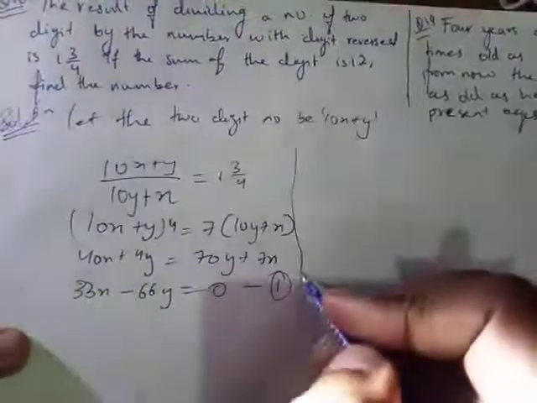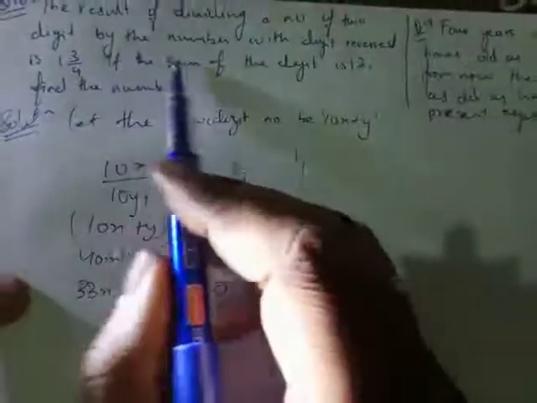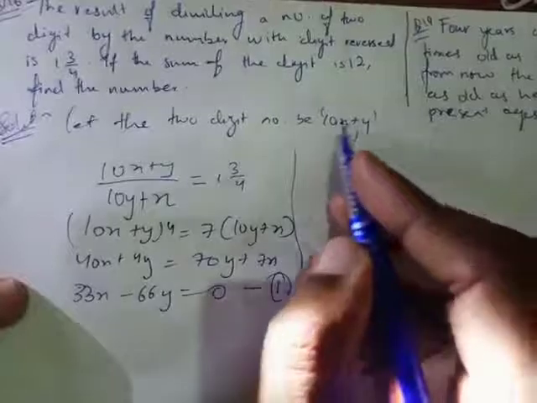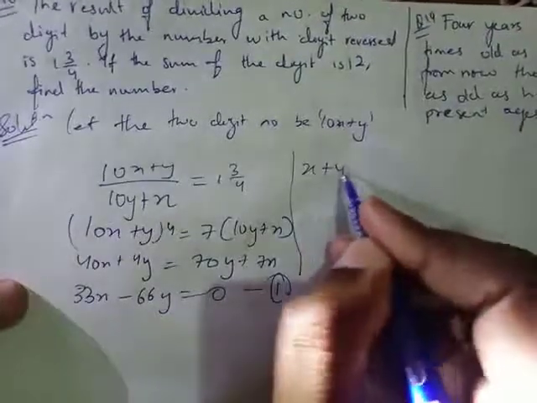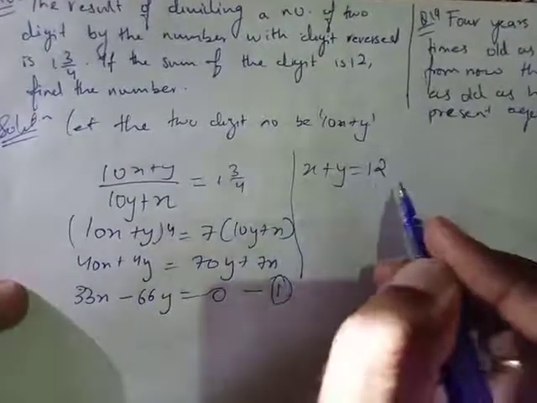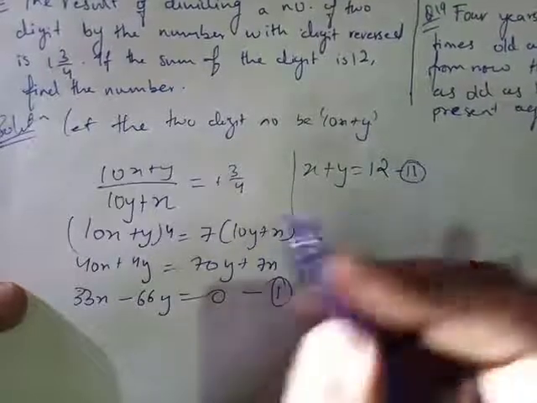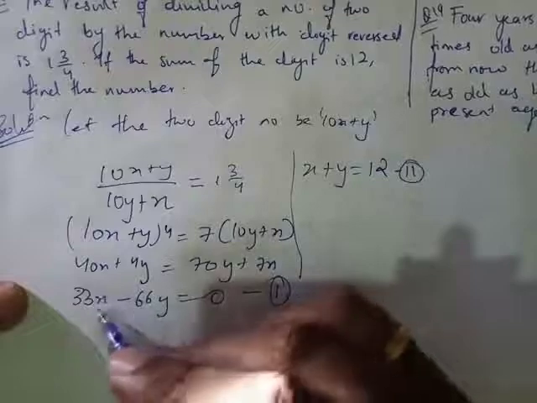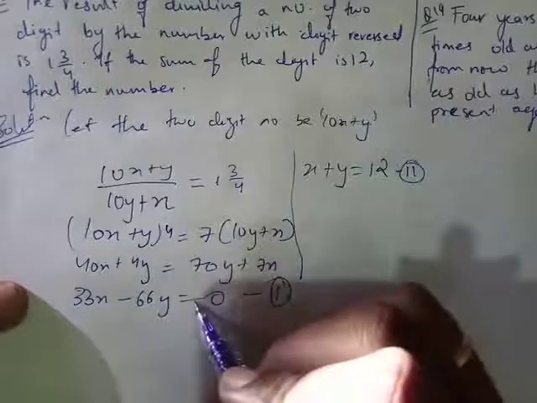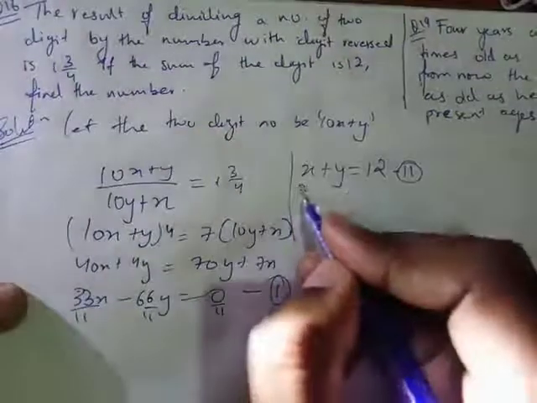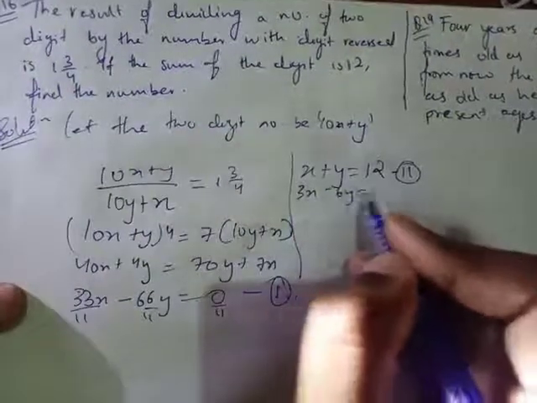What about my second equation? Second equation: if the sum of the digits is 12, I know the digits are x and y, so the sum of the digits is 12, this is my second equation. I can also divide the whole first equation by 11. If I divide the whole equation by 11, what I'll get is 3x minus 6y equals 0.